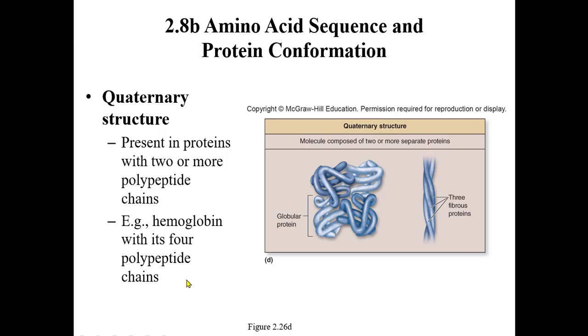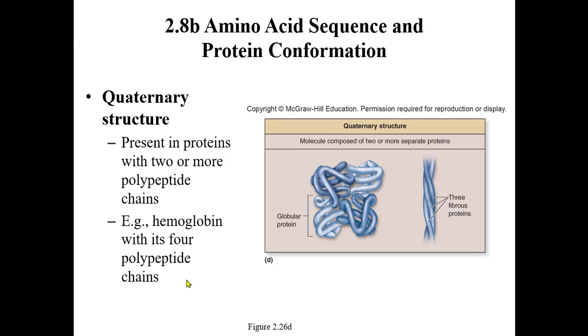Now, what if I want to go the other way? What if I want to go from quaternary to tertiary to secondary to primary? What will happen if I go in the opposite direction? That is called denaturation. Denaturation. Let's take an example before I go any further.